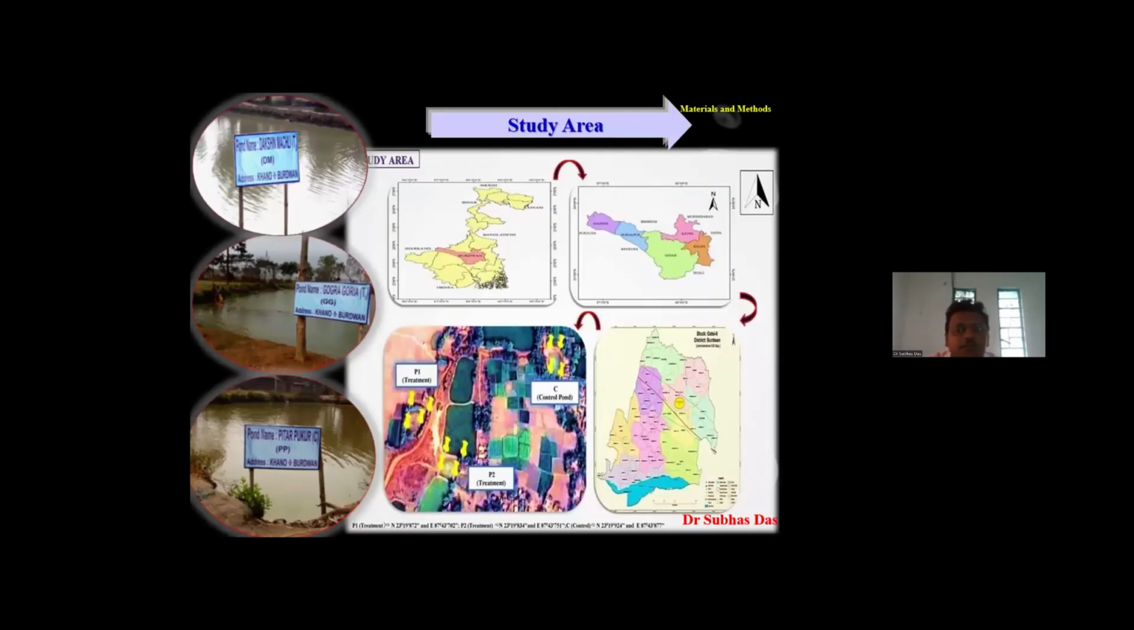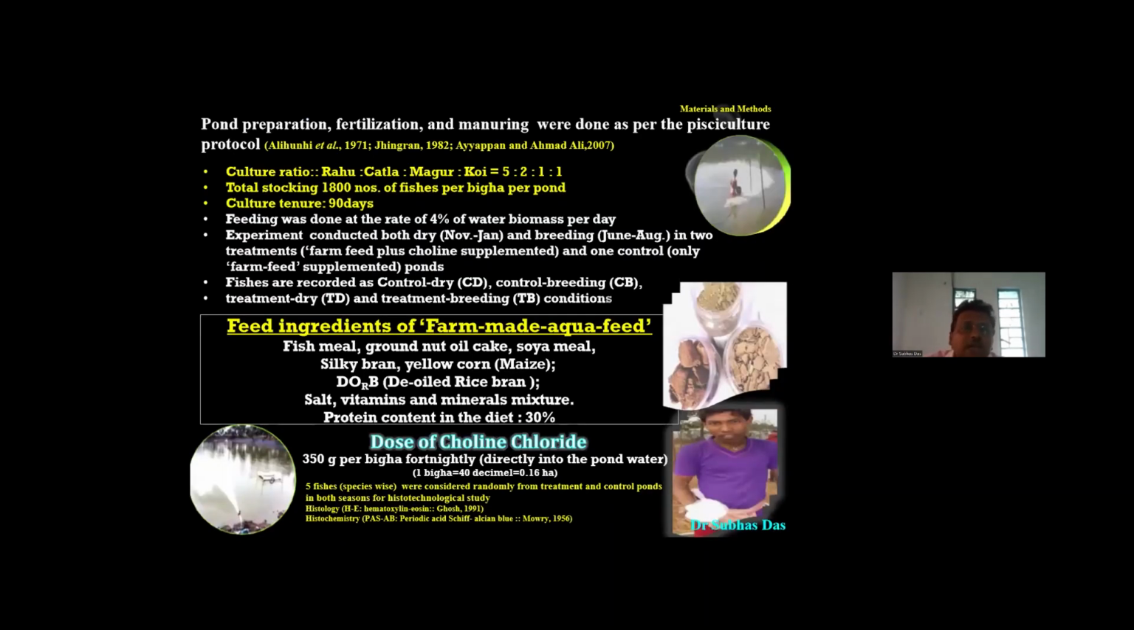So for conducting this study, we have considered 3 ponds. One is the control pond, and the other 2 are choline treated ponds in different pond areas. I have shown it, geographically placed. So what we have done, we have stocked 1800 fishes at the ratio of 5:2:1:1, that is rohu, katla, magur, and koi.